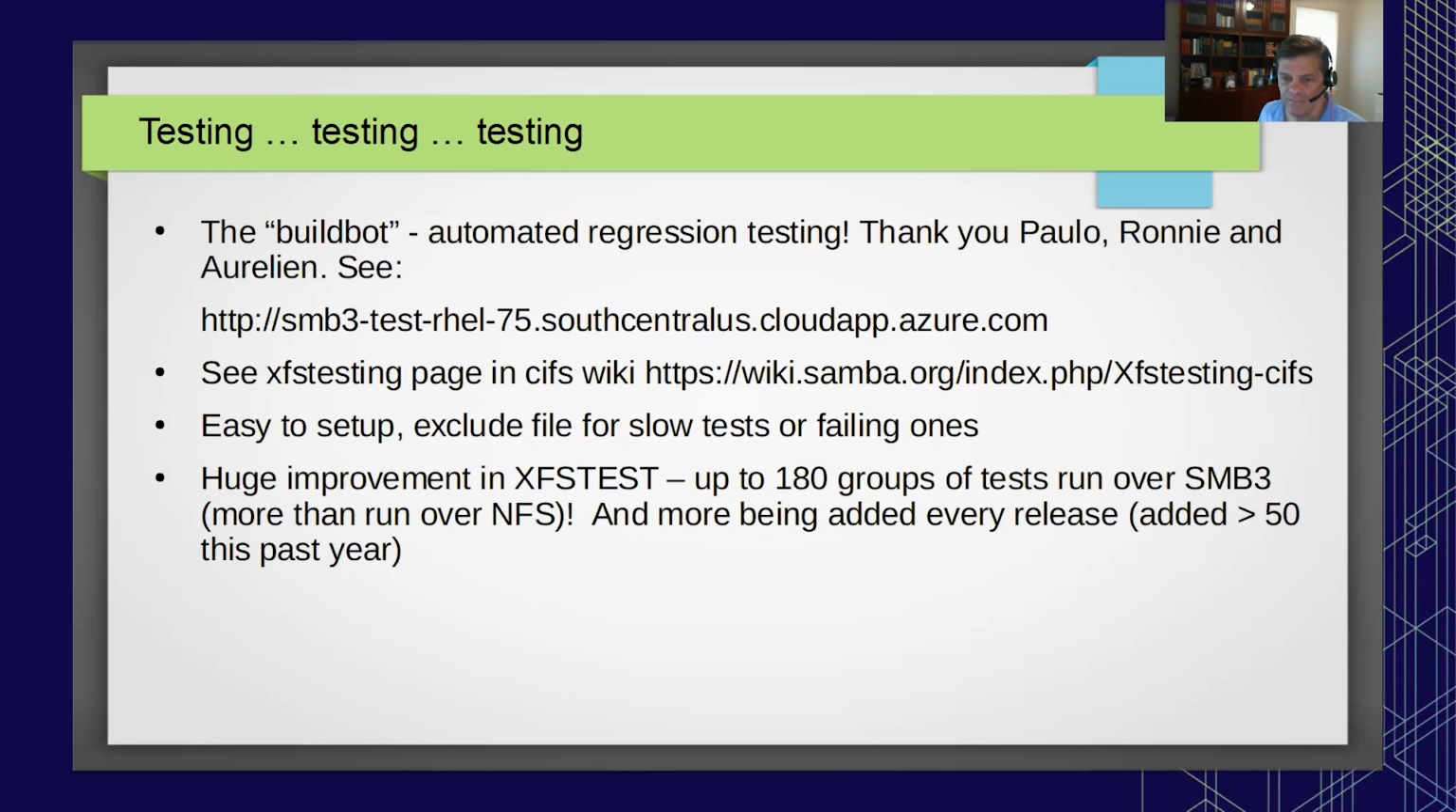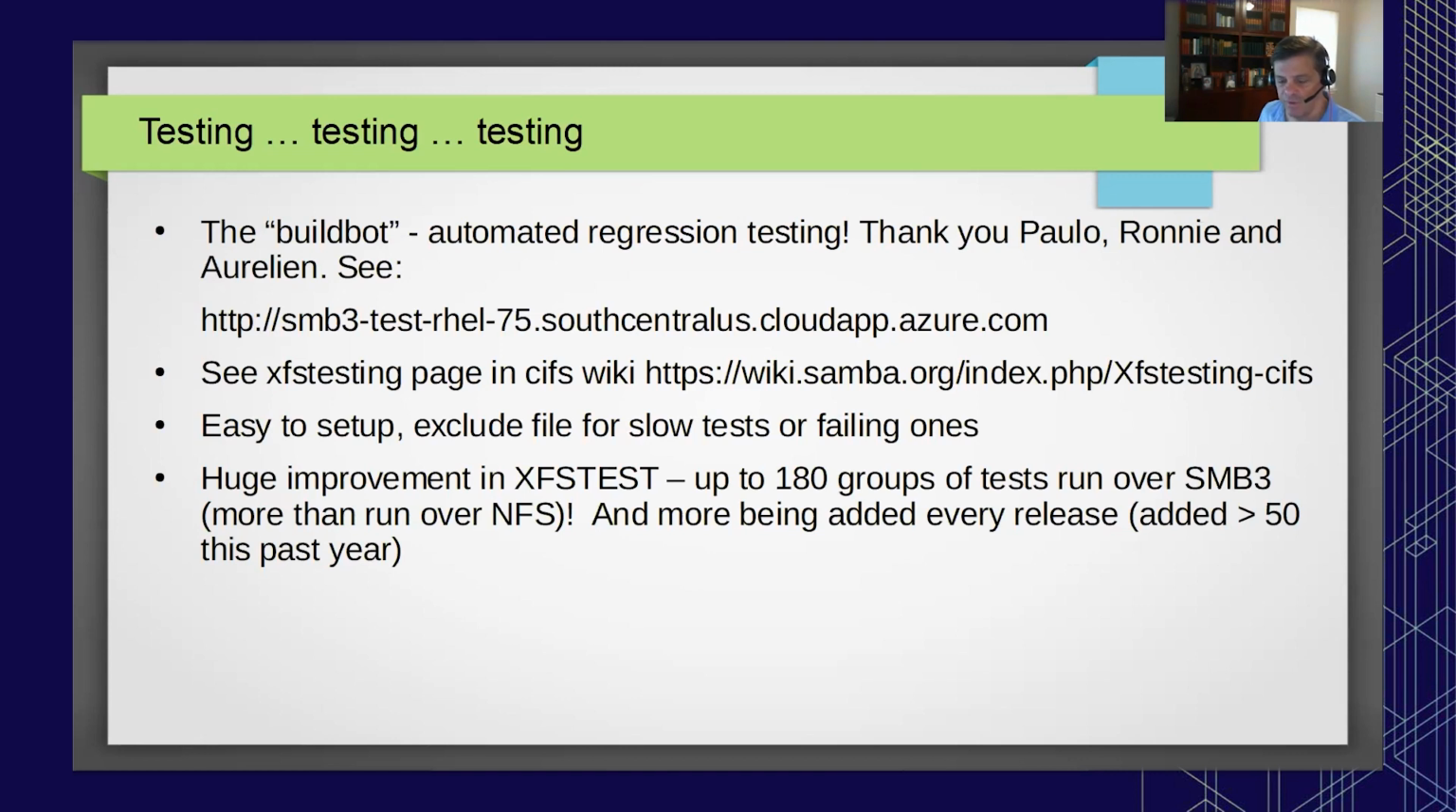It's very easy to set up xfstests. It's very easy to set up exclude files. And in our buildbot, you can get an example. You can see the web page here of the tests that run against various server targets, not just Azure, not just Samba, not just Windows. And there are 180 groups of tests that can run over SMB3. That's more than NFS, and more are being added every release.